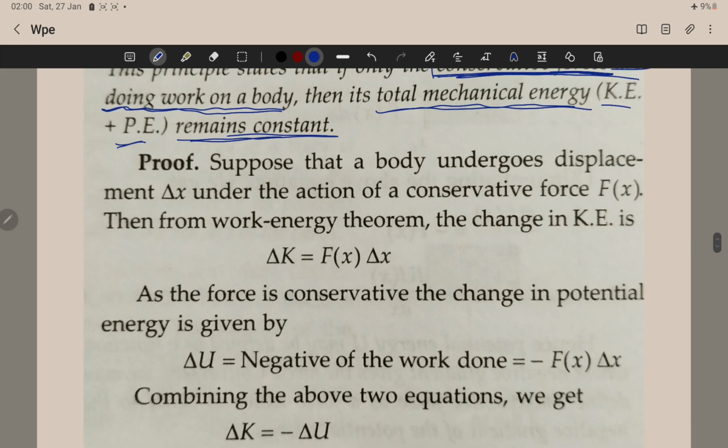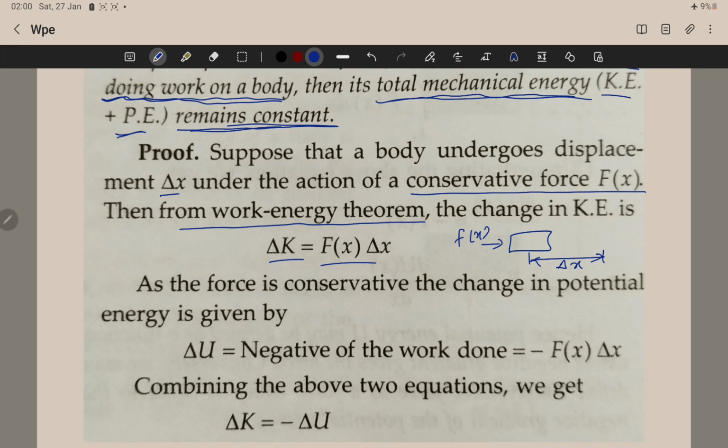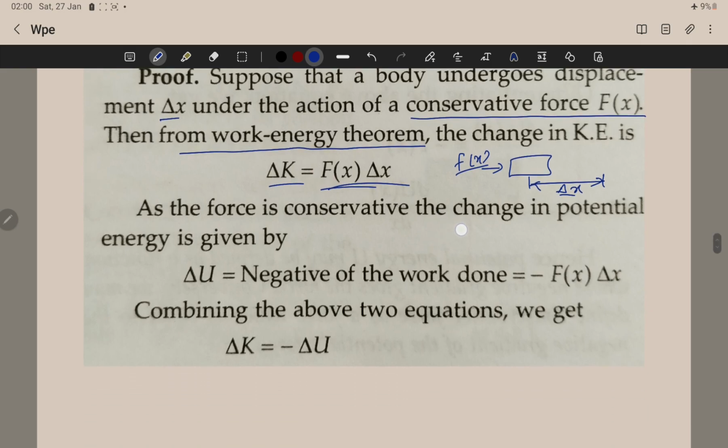So suppose that a body undergoes displacement. Let's say there is a body, and on this body we are applying some conservative force Fx. Because of this force, the body undergoes some displacement, given as delta x, under the action of the conservative force Fx. From the work energy theorem we know that change in kinetic energy is equal to work done. Here work done will become force into displacement.